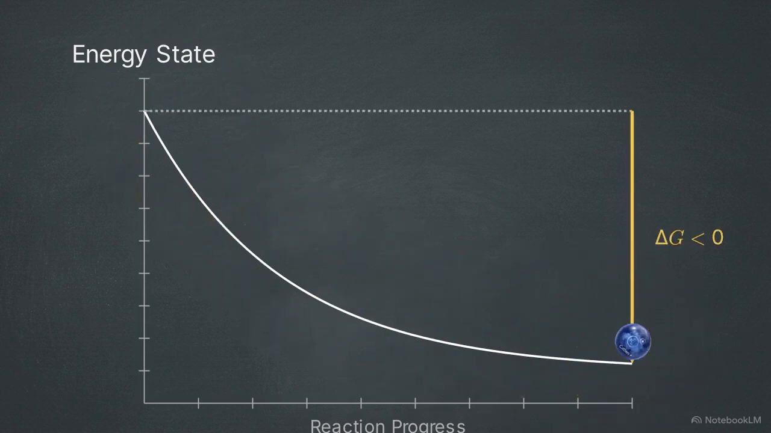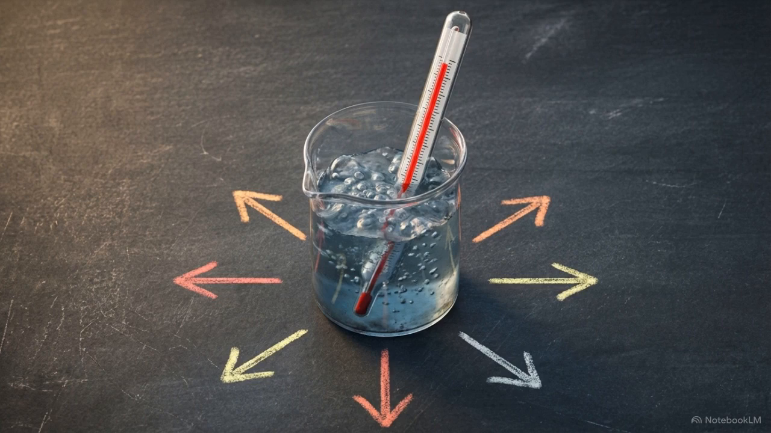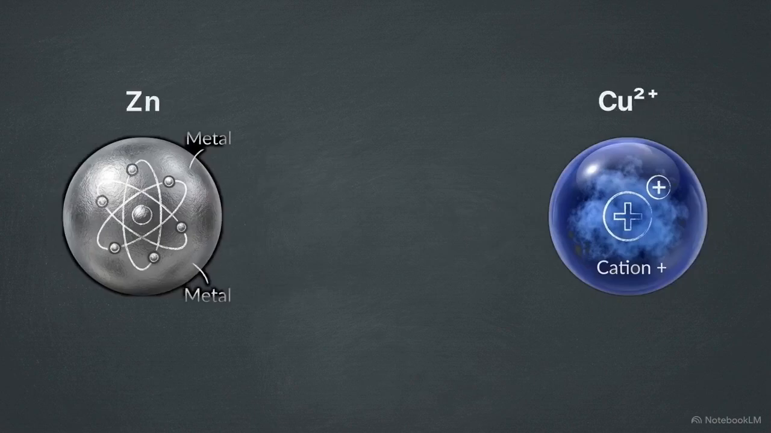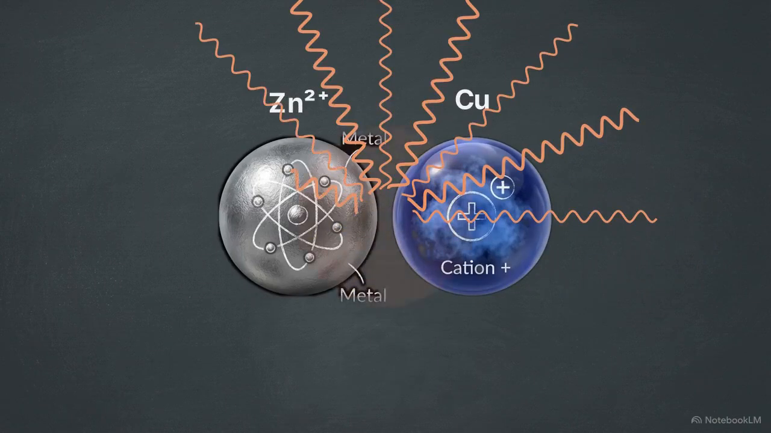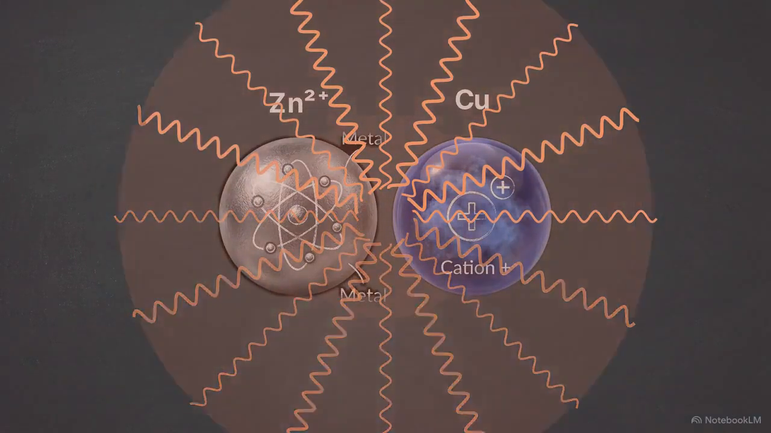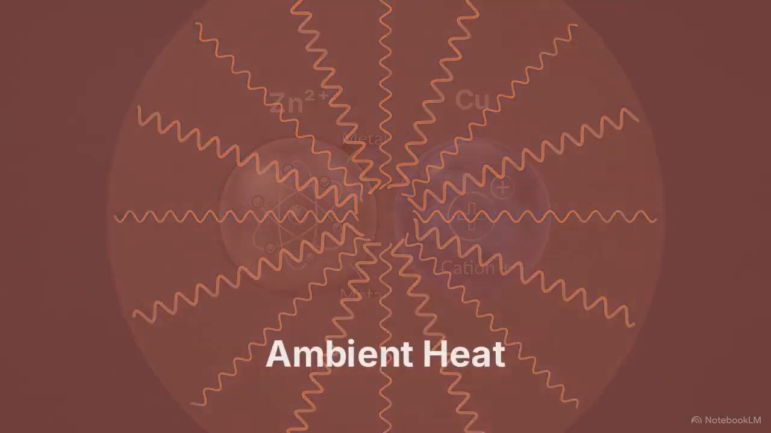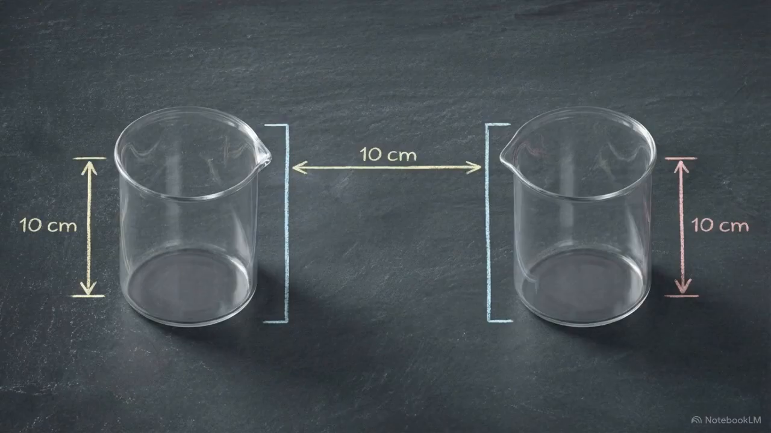potential energy. But when this happens in a single beaker, that potential energy is completely wasted. Because the electrons transferred directly from the zinc to the copper in the exact same physical space, the energy dissipates into the surrounding liquid as useless ambient heat. To capture that energy, we have to intervene by physically isolating the reactants.